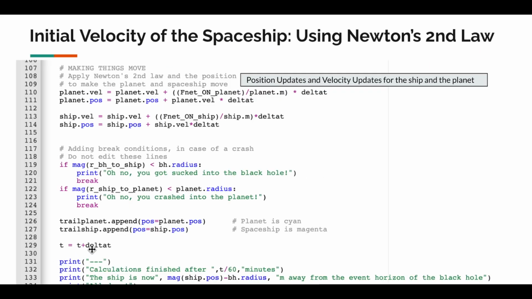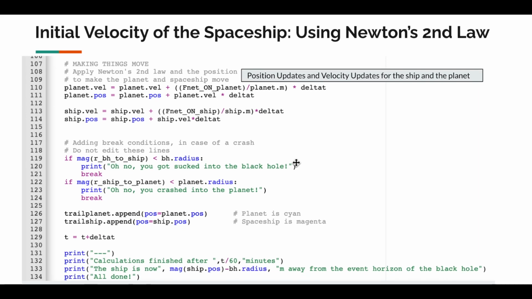So now that we have all these Fnets, we again use Newton's second law. Just zoom out a little. Newton's second law to compute the trajectory of the spaceship and the planet. And of course, there's an if statement that was given, but this is going to determine if we got sucked into the black hole or if we crashed into the planet.